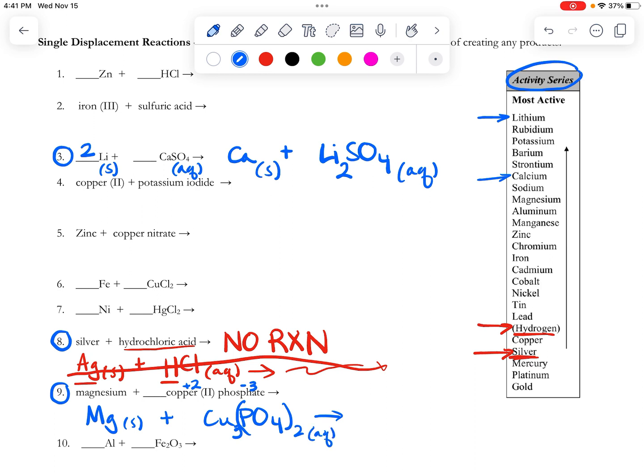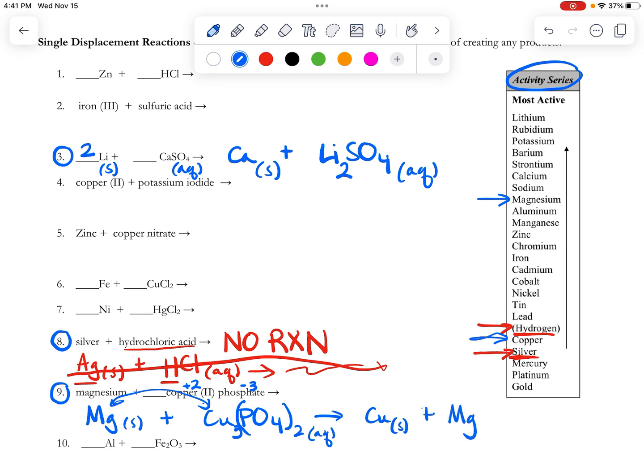Next up here, we have to check to see if our metals are going to be able to trade places. We need magnesium to be higher on the list than copper. So we can find magnesium here and copper all the way down here. So we will have a reaction here. Our metals are going to switch places. So I need to switch magnesium and copper. Now copper is all by itself.